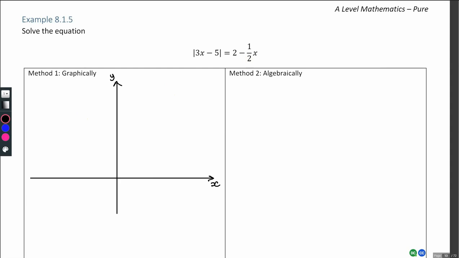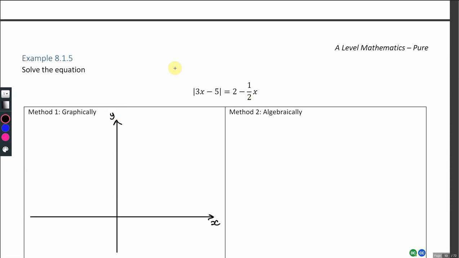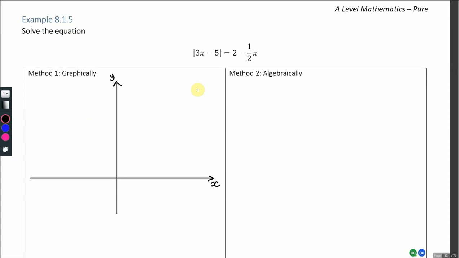First, I'm going to draw the right-hand side. I'm going to draw y equals 2 take away a half x. Compare this with y equals mx plus c and identify the gradient and the y-intercept. So I've changed the order. I've written the minus half x first and then plus 2, so I can easily compare m, which is the gradient. So the gradient is minus a half and it goes through the y-axis at 2.